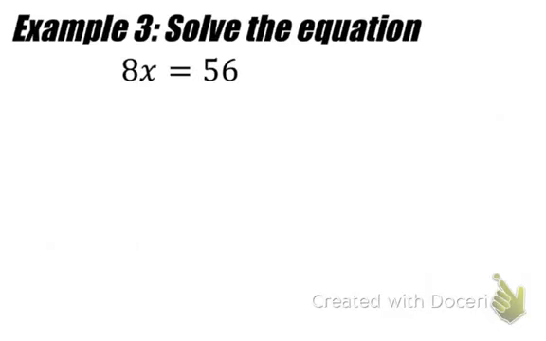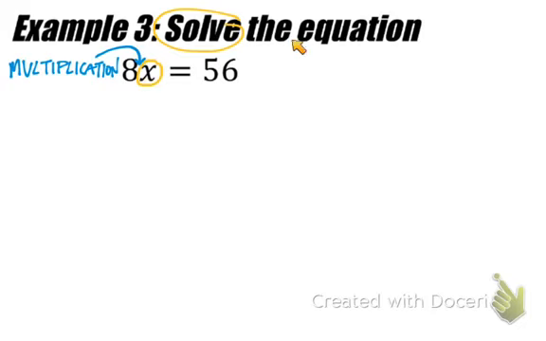Example number 3, we're going to solve the equation 8x equals 56. So we're solving for the value of x. A lot of people get tripped up when they see 8x, they don't really see an operation going on, but if there's always a number or a coefficient in front of a variable, the operation is multiplication. So we're multiplying 8 and x together.